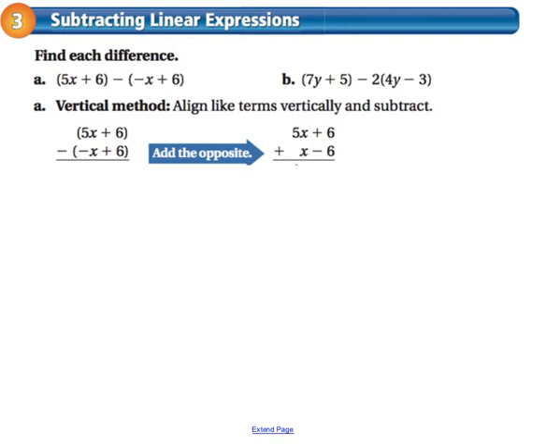Next example. We're going to start looking at finding differences or subtracting. The vertical method, you will stack it. This one's not used very often, but notice that I am subtracting. You want to add the opposite, so we changed both signs. Opposite x became x, and 6 became negative 6. And then you add straight down. 6 and negative 6 make 0. 5x and x make 6x. So 6x plus 0. The answer here ends up being 6x.